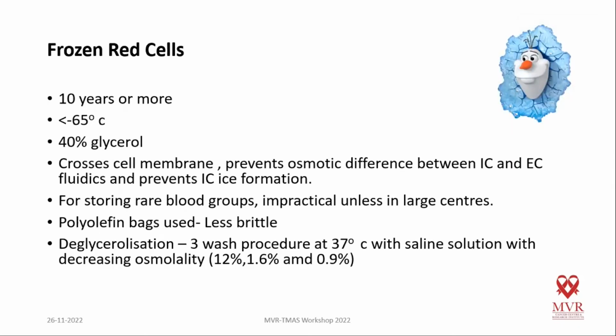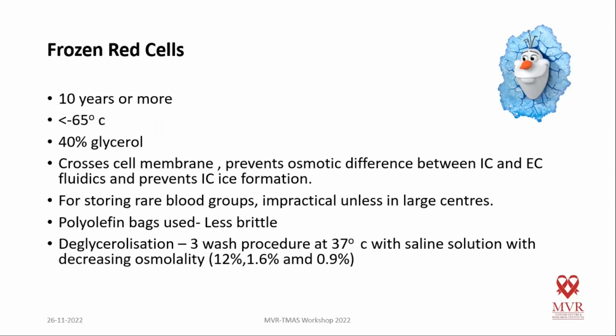So next is frozen cells, which we are not doing over here, and we haven't felt the need for it. For completion's sake, I'm presenting it: storage of 10 years or more, at a temperature less than minus 65 degrees Celsius. 40% glycerol is used as a cryoprotectant. It is used for storing rare blood groups, and it's impractical unless in large centers.